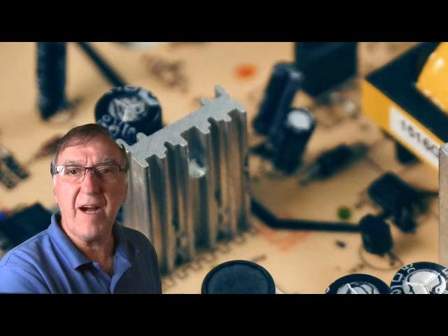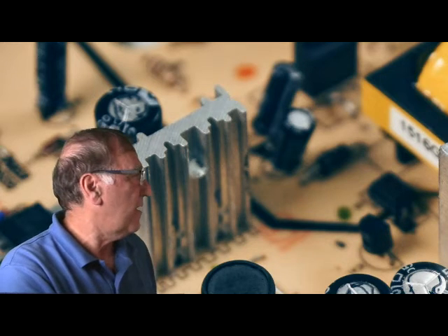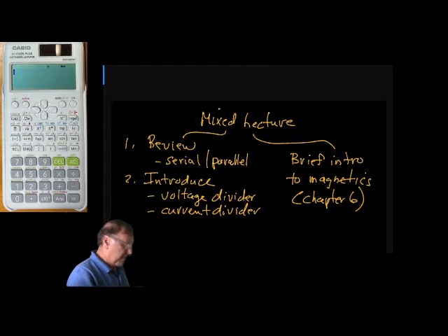Hi, and welcome to Lecture 5 of Industrial Electricity. We're going to be covering a few different things today, so this will be a mixed lecture. First we'll review series and parallel circuits. I'd like to introduce the voltage divider and the current divider, which you'll find are easier ways to solve some of the solutions. And then we'll get into magnetics. We're going to start magnetics, which is chapter 6 of the text, and we'll get a start on that today.